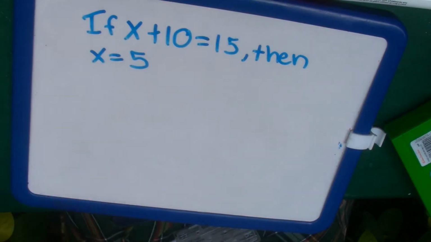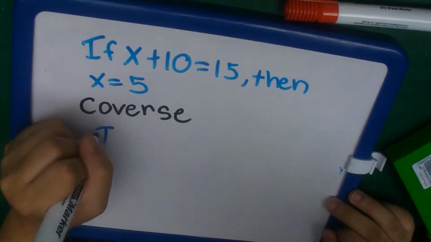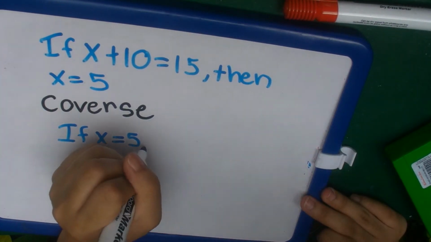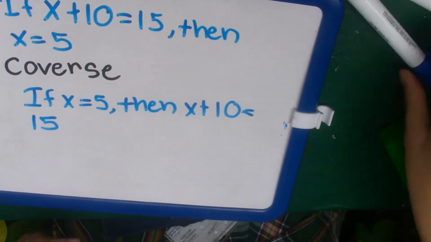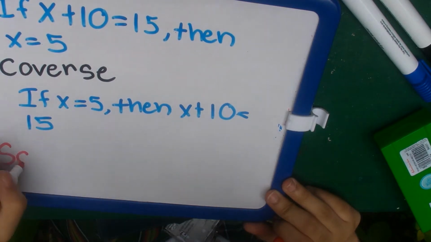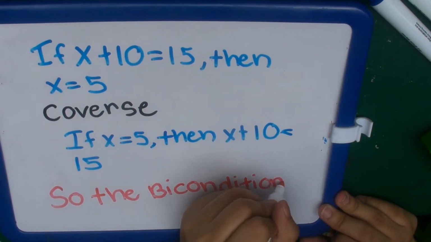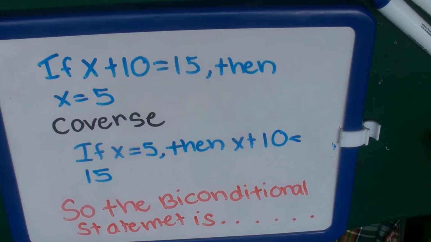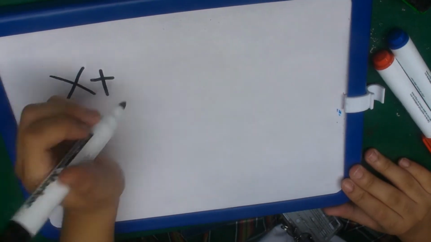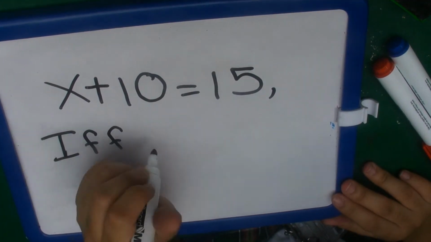So if the original statement is, if x plus 10 equals 15, then x is equal to 5. And if the converse is, if x equals 5, then x plus 10 equals 15. Then they are both true. So the biconditional statement is, x plus 10 equals 15 if and only if x is equal to 5.